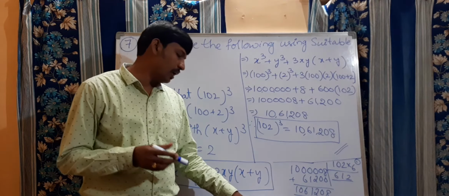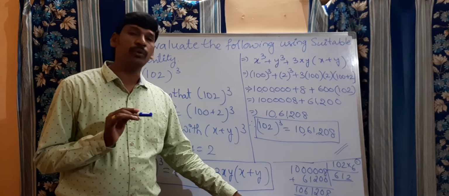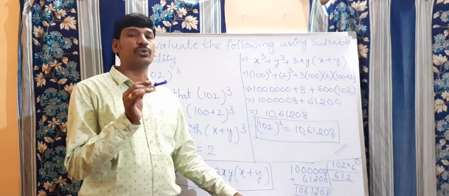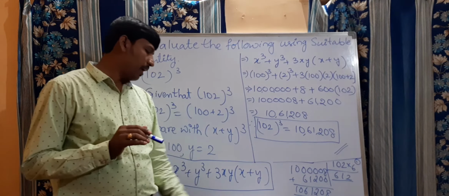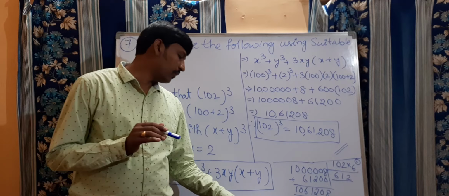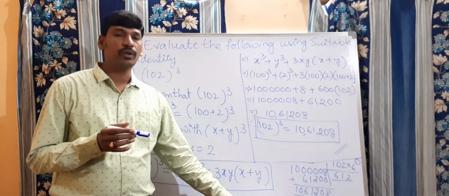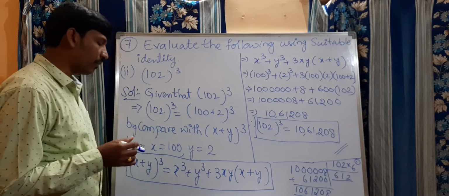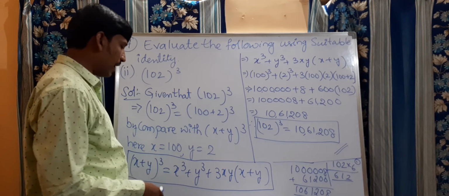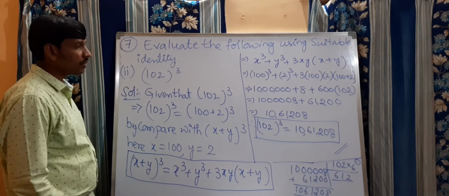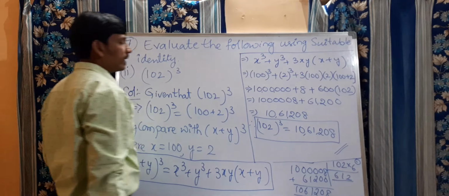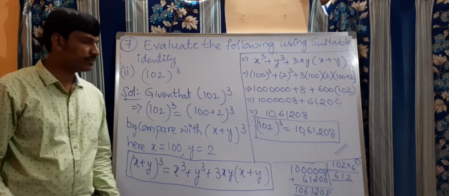Even the third bit, 998 whole cube, can be written as 1000 minus 2 whole cube. Apply those two: the first one is 100 minus 1, the third one is 1000 minus 2 whole cube. Apply the x minus y whole cube formula, that is the identity, you will get the solution. Okay, my dears. I hope you understood how to evaluate the given problem by using identities. Clear? Right.